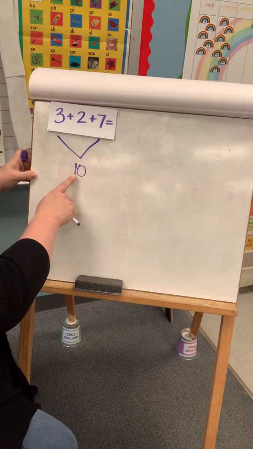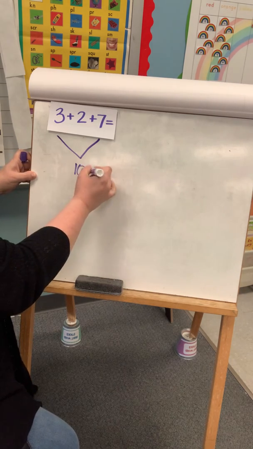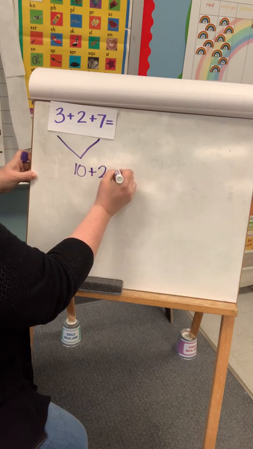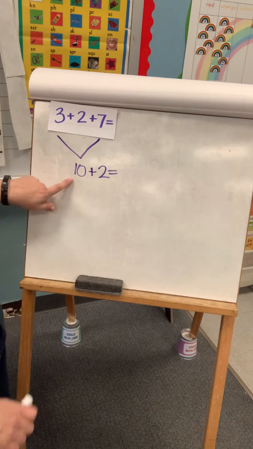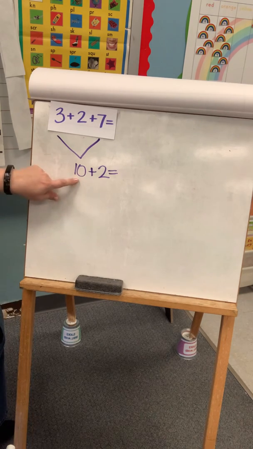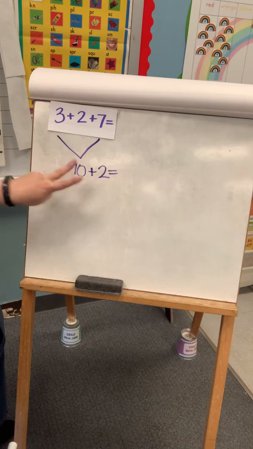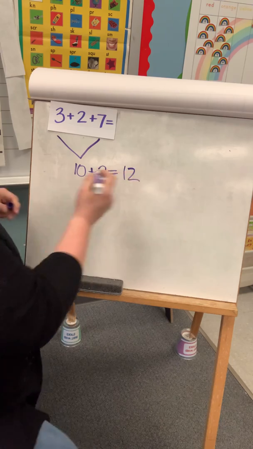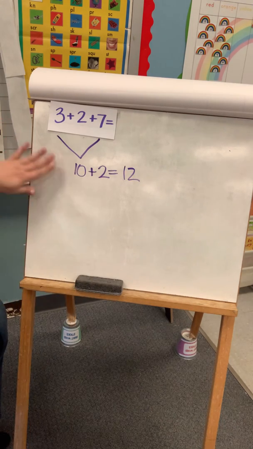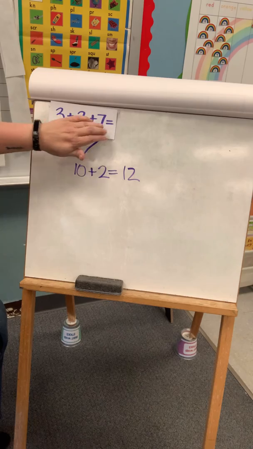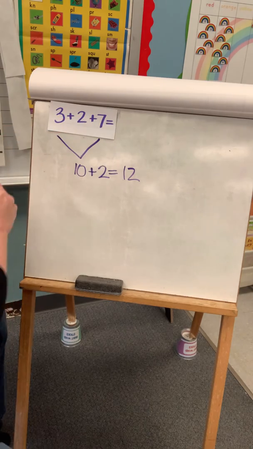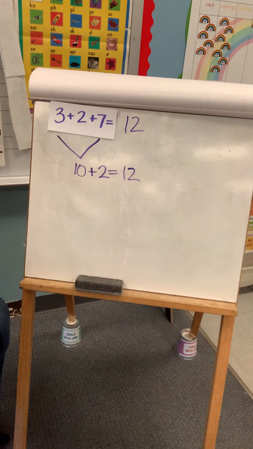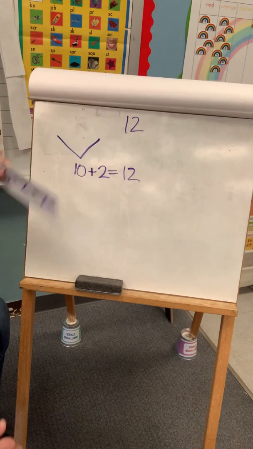So what I'm going to do is do the 10 plus the number that I haven't added yet to make it a little easier. So 10 plus 2, I can put 10 in my brain and count on 2 more. So 10, 11, 12. That means that 10 plus 2 equals 12. That means 3 plus 2 plus 7 equals 12. Let's try another one, shall we?